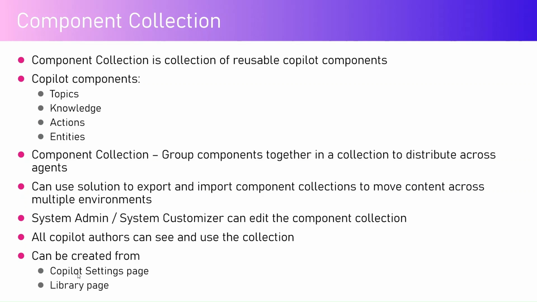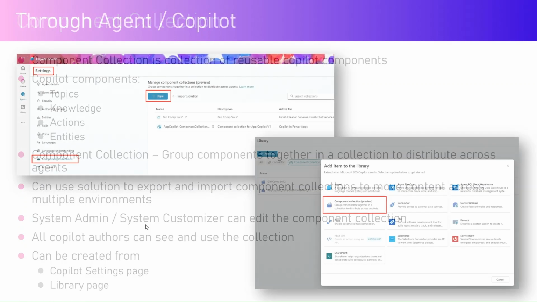Now, there are multiple ways through which you can create a component collection. One is through the actual Copilot. If you are within a Copilot and you want to create a component collection, you need to navigate to the Copilot settings page and then create a component collection. Or alternatively, you can navigate through the library page as well.